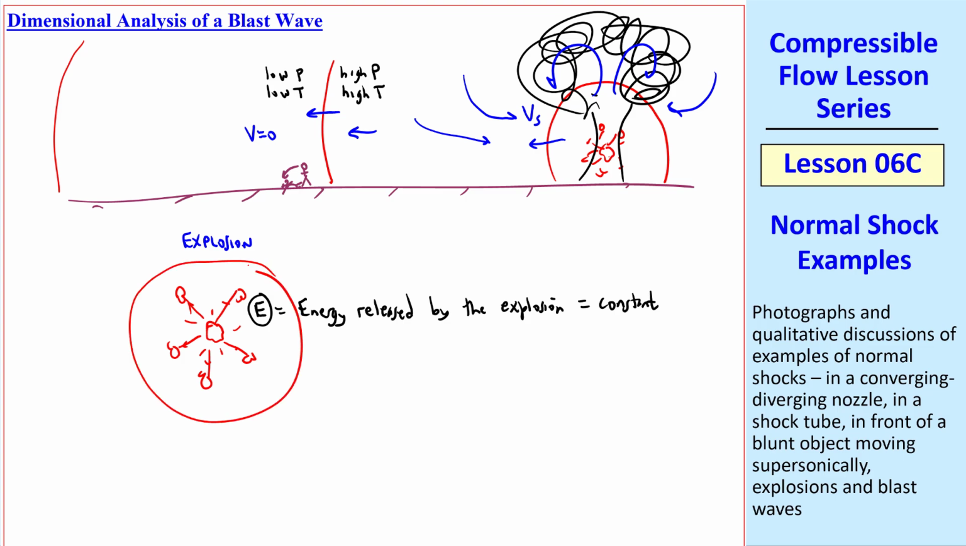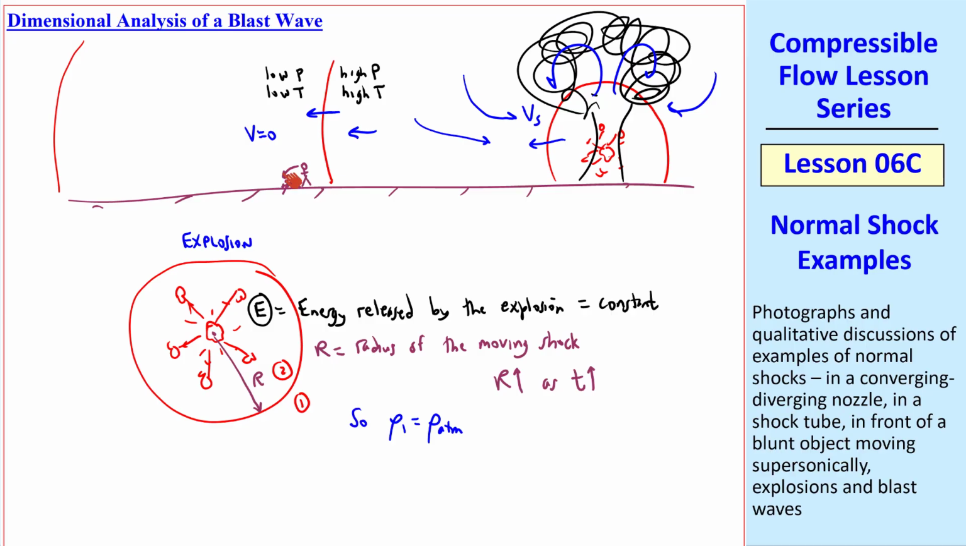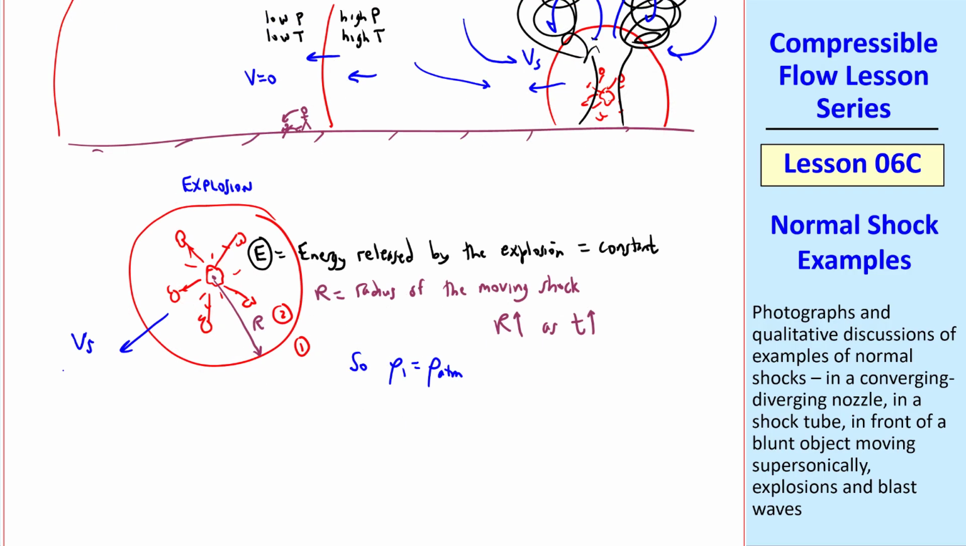The spherical shock develops, and we'll let R be the radius of the moving shock. R is not a constant, but increases as t increases, since this blast wave is expanding out. Again, this is 1 in front of the shock and 2 behind the shock. So rho 1 is just the atmospheric density before the shock hits. Let Vs be the shock speed and Ms be the shock Mach number, defined as Vs over a1, where 1 is in front of the shock at atmospheric conditions.